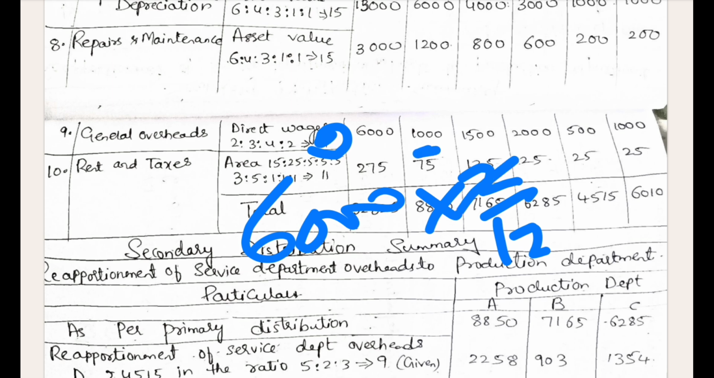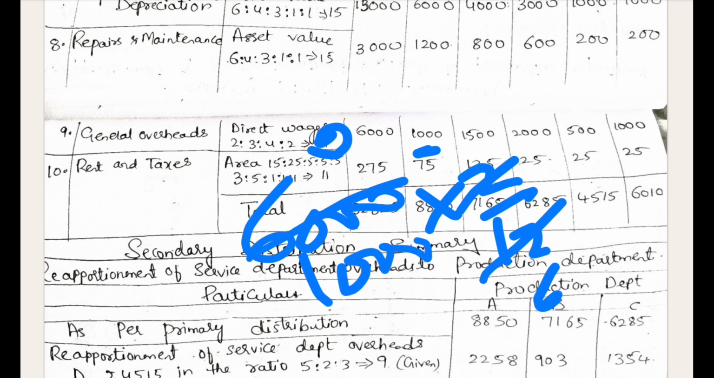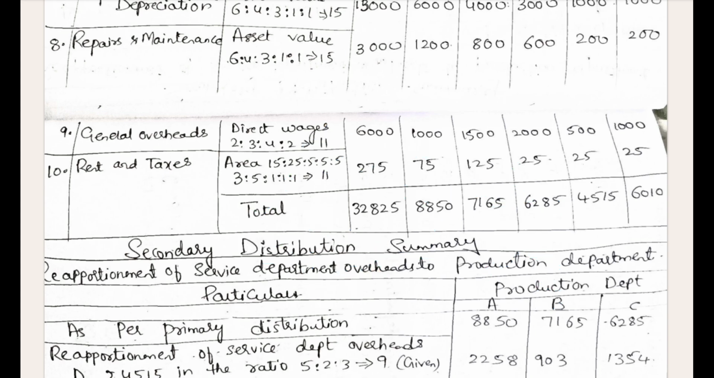So we will get 1,000. That calculation is correct only: 2 ones are 2, 6 ones are 6, 1,000 we are getting. The calculation part is correct, just for the denominator you have to take the total as 12. Is it clear? So 6,000 into 3 by 12, 6,000 into 4 by 12, 6,000 into 1 by 12, 6,000 into 2 by 12, 1,000.